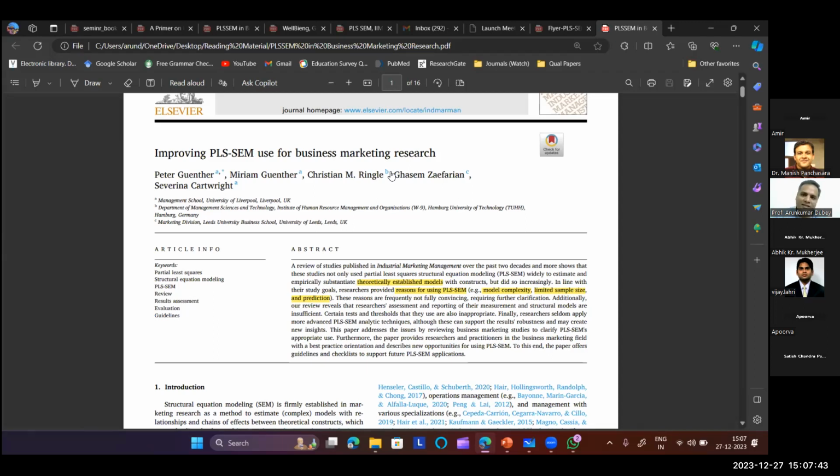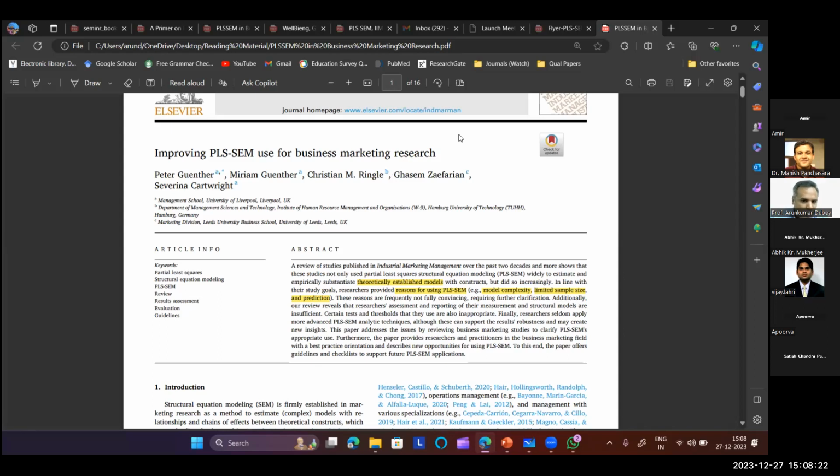Second, people say that their constructs, or their model, violate the multivariate normality assumption. This is the second argument which people give. Third, people say that they have a construct which is measured using a single item. The fourth argument is that the relationships in my model are very complex, so that's why I have gone for PLS-SEM. I'm not using CBSEM.